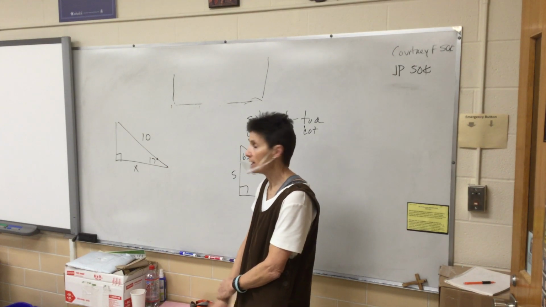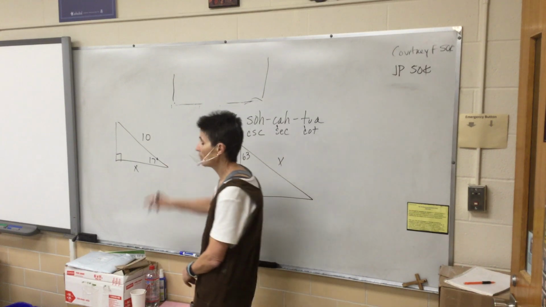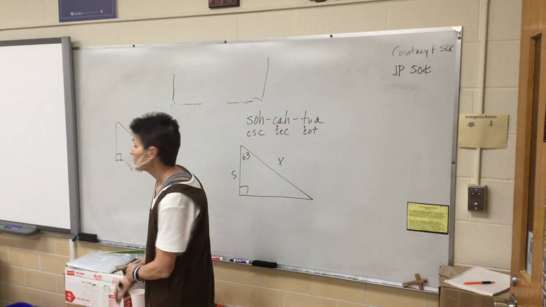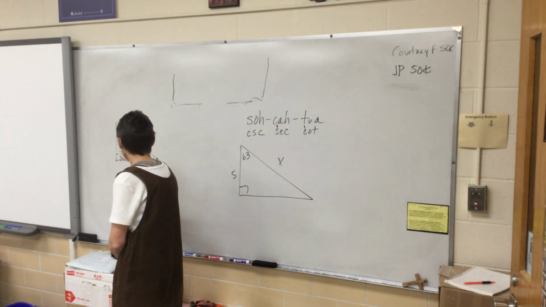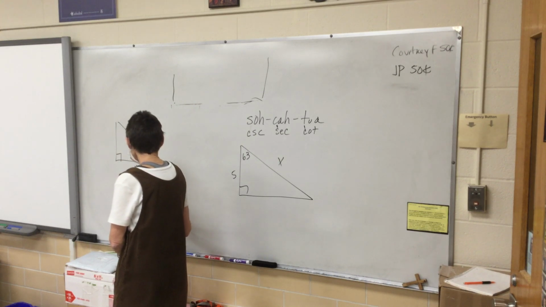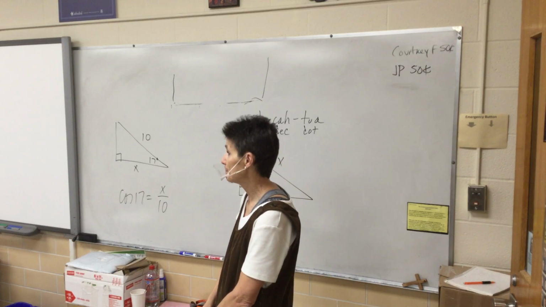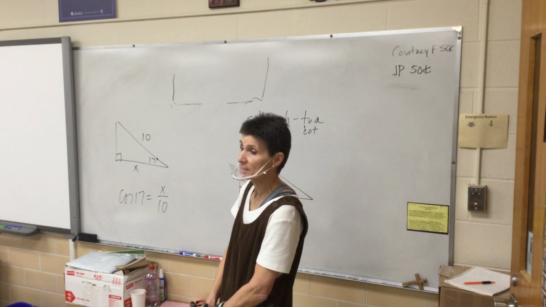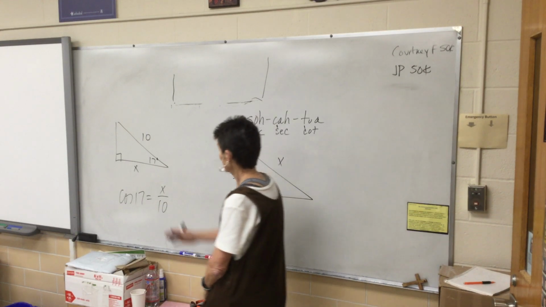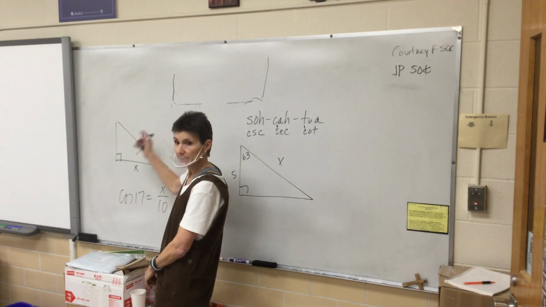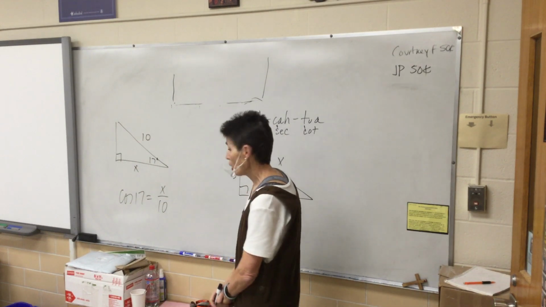Anybody come up with an equation for that one? Cosine 17 equals x over 10. That sounds beautiful to me. Do you agree with that, Farrell? Is that what you said? Yep. Why did we pick cosine? Because the x is adjacent to 10. Yep, perfect.